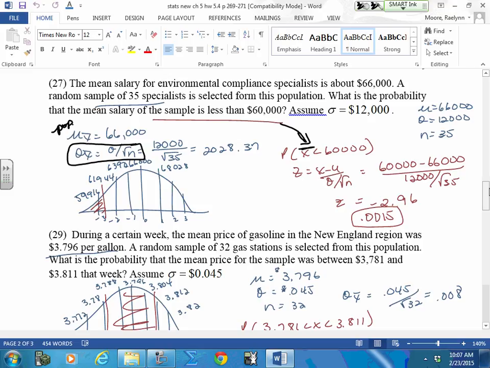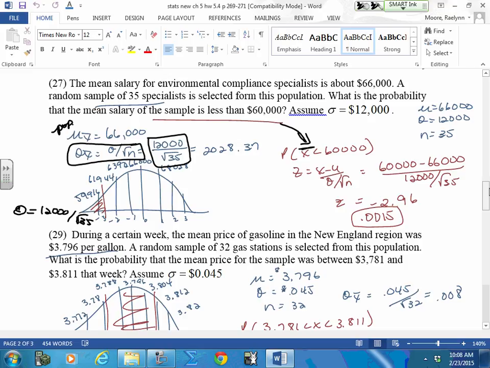Now, if you use your calculator step, you can absolutely use your normal CDF. But your lower limit, just be careful, your lower limit is still negative 999. Doesn't matter what you call it, negative anything. Put your upper limit as your 60,000. Your mean, you can put this in as your standard deviation. Let your calculator calculate it. Just put that right into the standard deviation spot. Just put in your 12,000 divided by the square root of 35. Then do a paste.